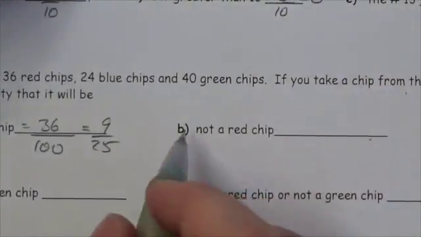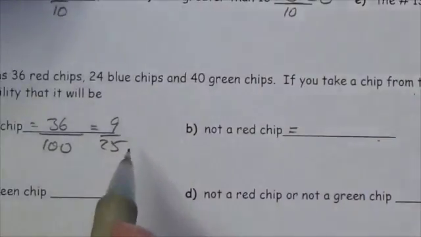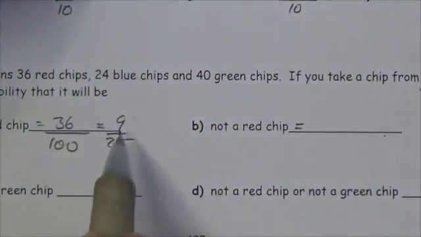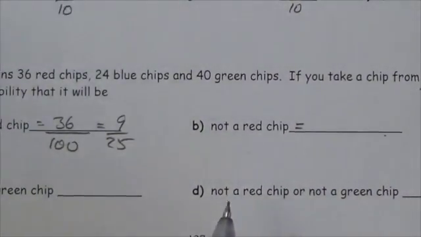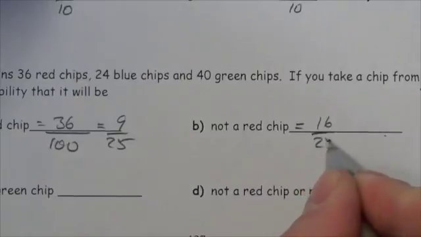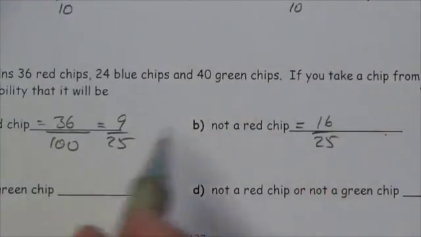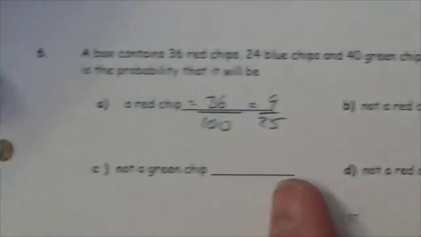Now what's the probability that it's not a red chip? There's a 9 out of 25 probability that it is a red chip, right? If we simply subtract that, look at the exact opposite of that, it turns out there are 16 out of 25 that would not be a red chip. Just the complement of those two events.